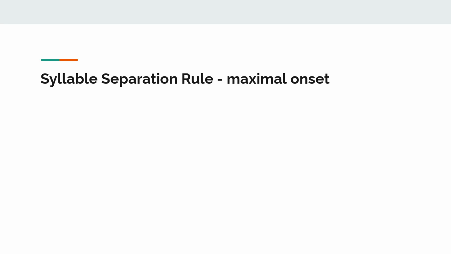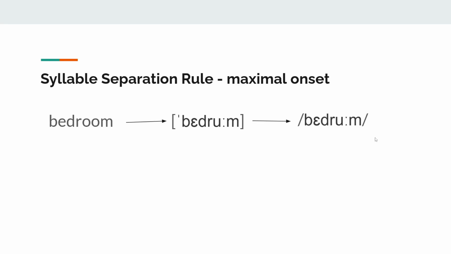We also have words with two syllables. For example, the word bedroom. So we can transcribe it. And as you can see, bedroom has two vowels here. It is definitely a word with two syllables.